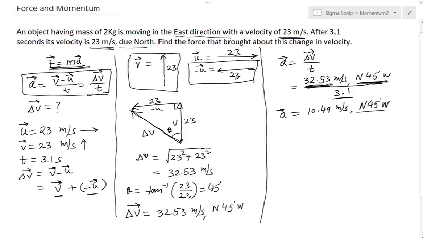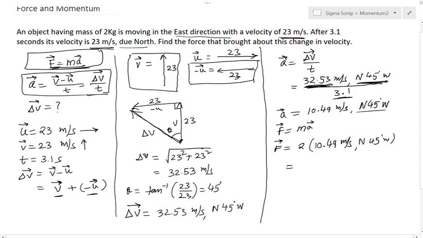Now I use the first equation here. F is equal to ma. I'll write that as a vector. F is equal to m, which is 2 kilograms, times the acceleration, 10.49 meters per second north 45 degrees west, and that gives me a force of 20.99 Newtons in the direction of north 45 degrees west.